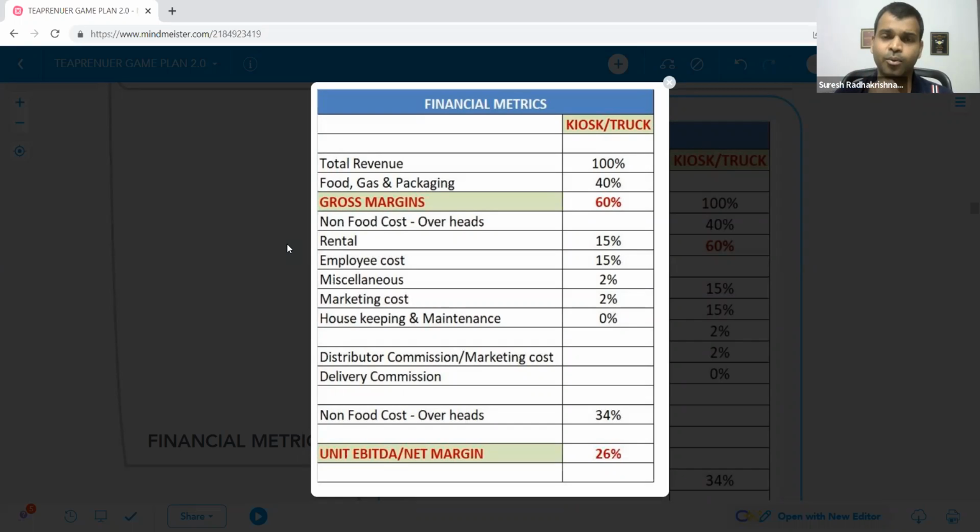Let's say ginger tea. What all is required to prepare ginger tea? Milk, sugar, water, ginger. All of these are required. So you need to calculate per cup cost.